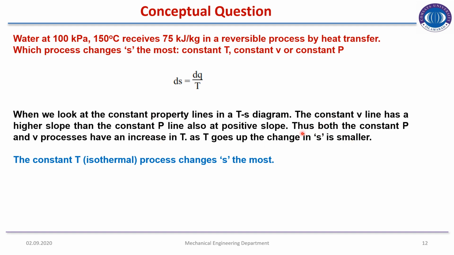So the answer is, if we look at the constant property lines on a TS diagram, the constant volume line has a higher slope than the constant pressure line. This is just the proof that we have solved in the current lecture, that the constant volume line has a higher slope than the constant pressure line. So both the constant pressure and volume processes have an increase in T, that is temperature.